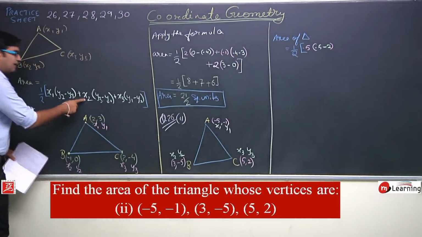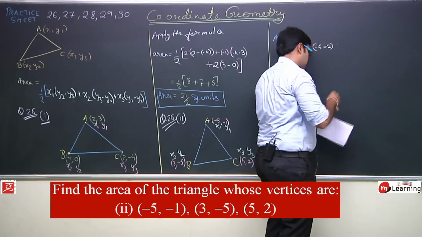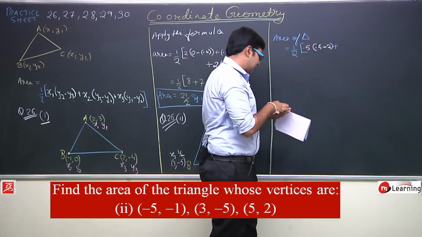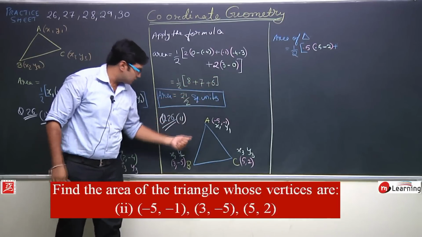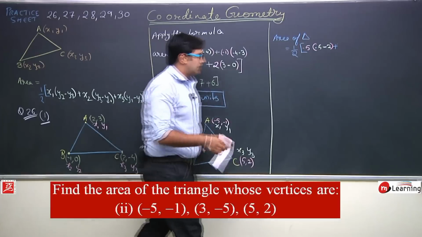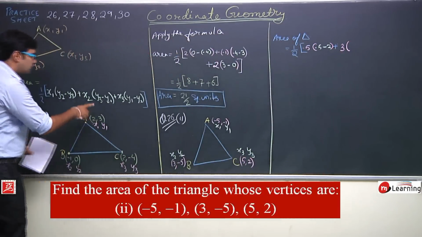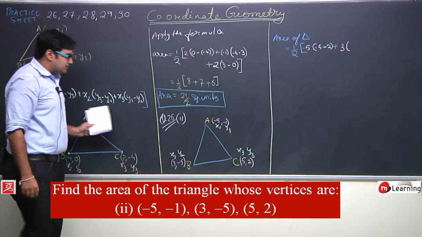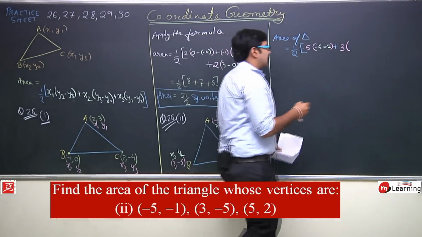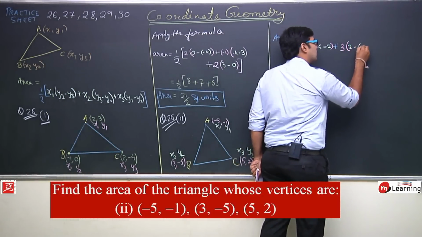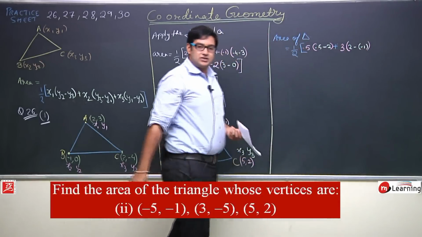After this term we will have x2. So plus, outside the bracket you will get x2. What is x2? x2 is 3. So I can write it here as 3. In the bracket you will get y3 minus y1. So what is y3? y3 is 2 and y1 is minus 1. So in the bracket I will get y3 is 2 minus of minus 1.